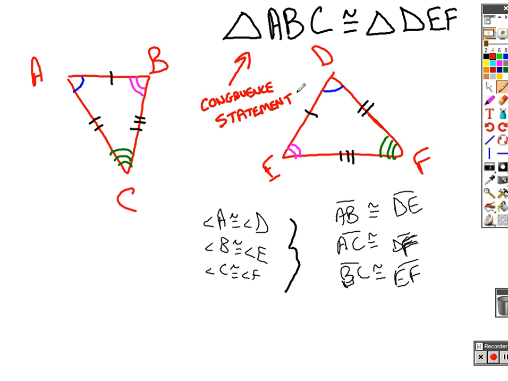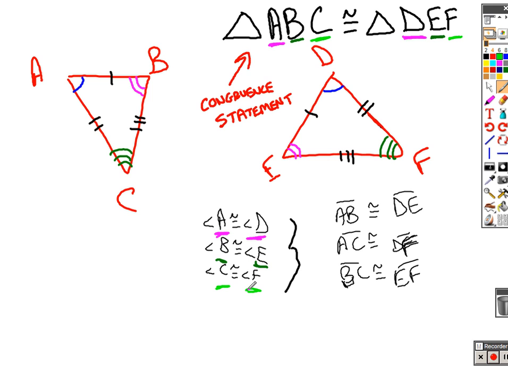Now, to name the second triangle, we need order to matter big time. The first letter in the first triangle was A. Well, we know A is congruent to angle D. That's why the first letter in the second triangle needs to be a D. Likewise, we know B and E are the same, so because B is second, E has to be second. And that's what leaves F and C to be last, because they're the ones that must be congruent.